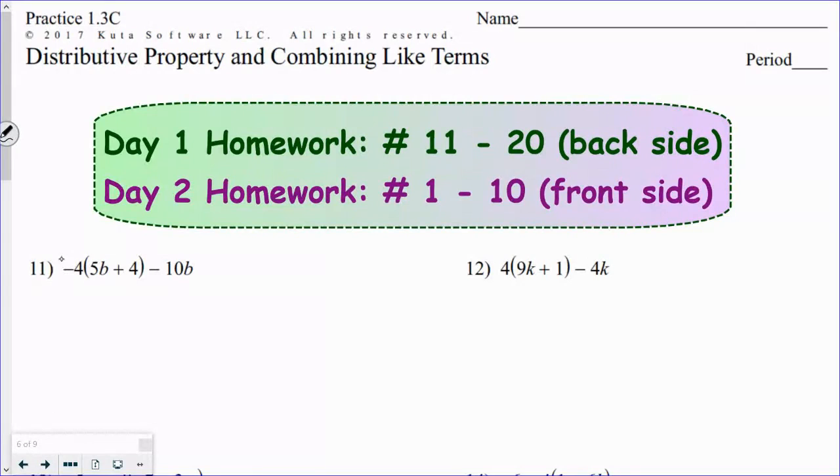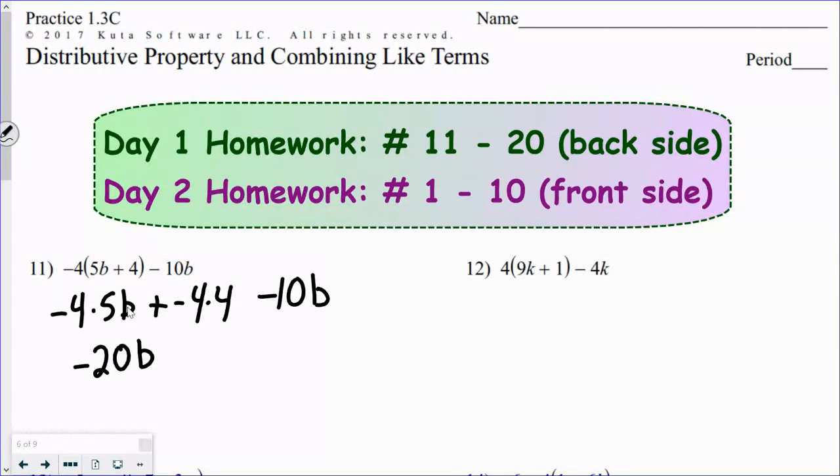Now remember, this is a -4. That means do the opposite of what's inside your parentheses. If I have a -4 times 5b plus a -4 times 4, and then remember to bring your tail end of 10b back down. All right, so this is a -20b plus a -16 minus 10b.